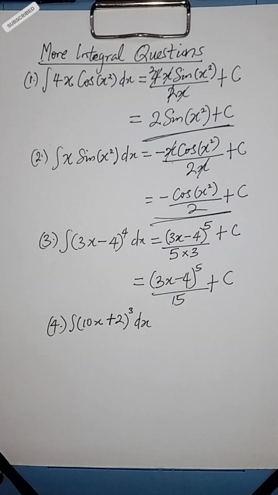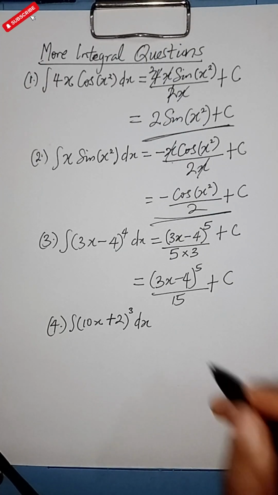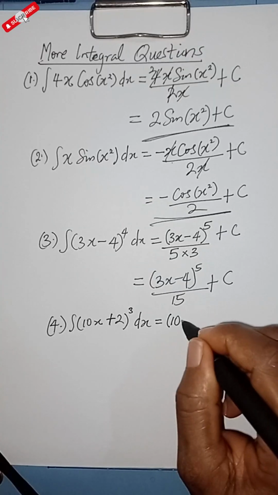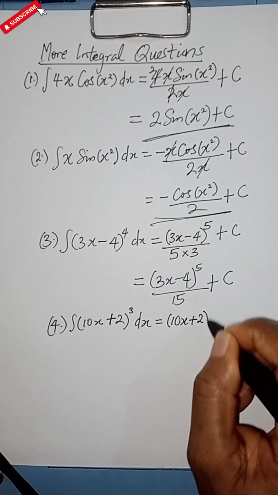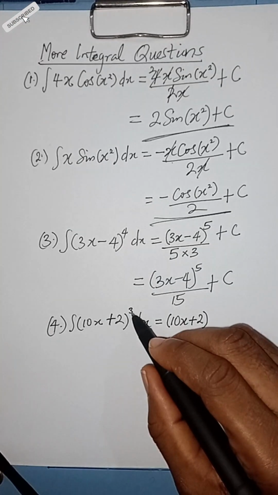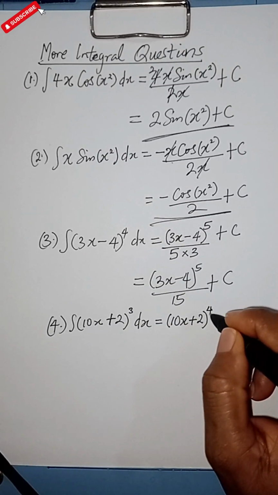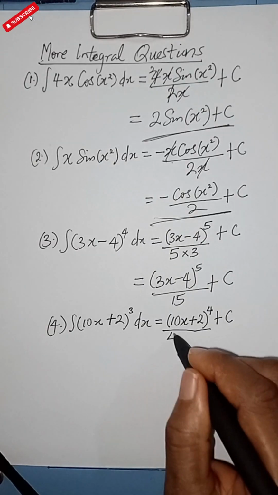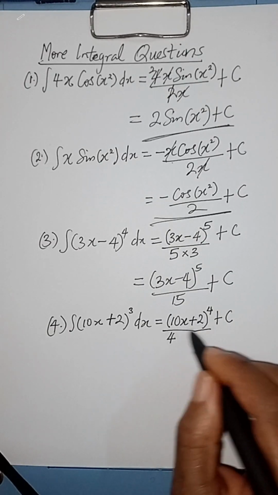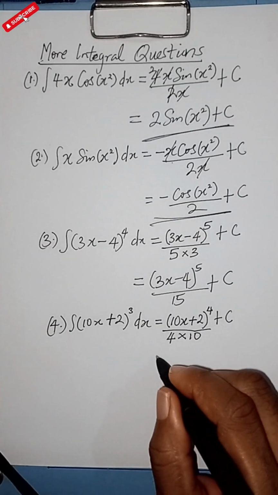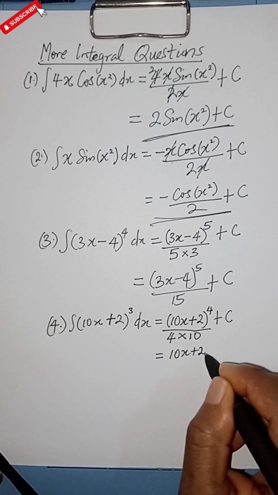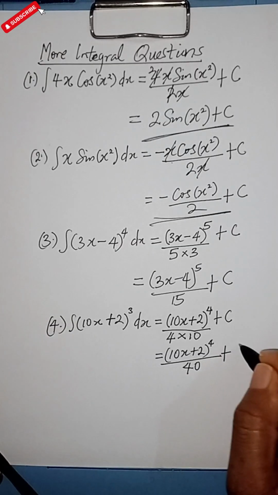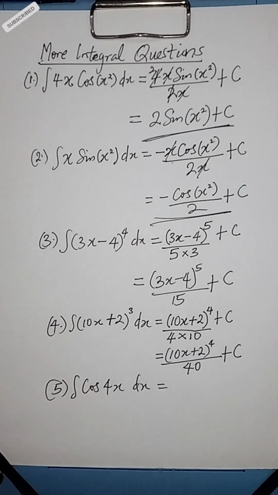Easy peasy. Now I want to do one work that looks like number 3 so that we'll get the whole thing clearly. Again, everything in the bracket, don't touch anything, write it there, increase the power by 1. This is power 3. If you increase it, it becomes power 4 plus your arbitrary constant. And then you divide by the power 4. You differentiate what you have in the bracket, and that's 10. So this gives you 10x plus 2 all in brackets raised to the power 4 divided by 40 plus your arbitrary constant.